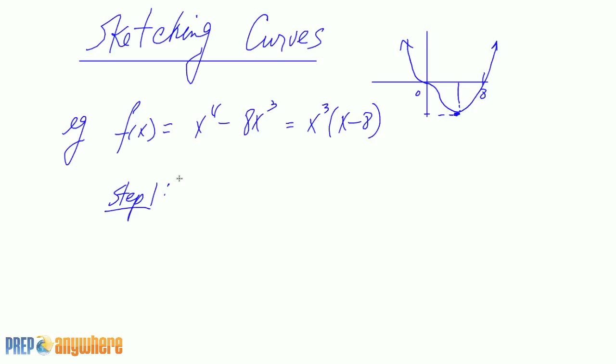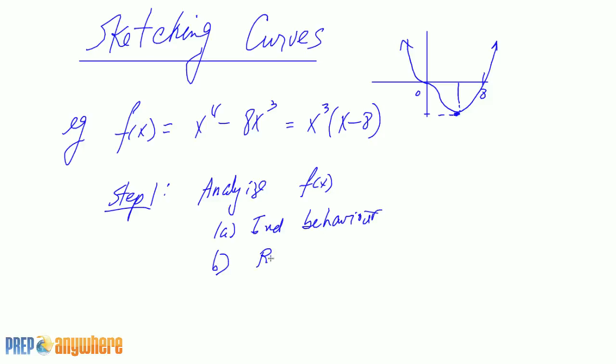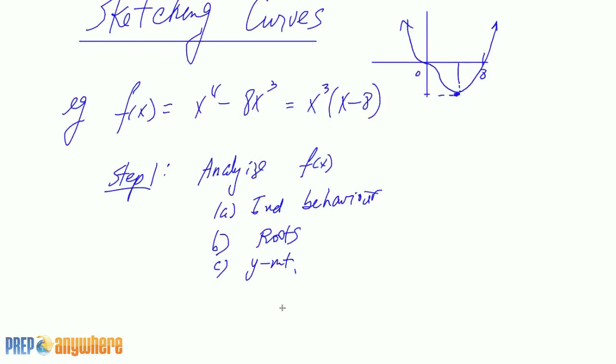Okay, step 1 is to, using your basic knowledge from advanced functions, analyze f of x. This means 1a, end behavior. So what happens as it goes forward to the right and forward to the left? 1b, roots, x-intercepts, and y-intercepts. You need to get this information out of the function given.